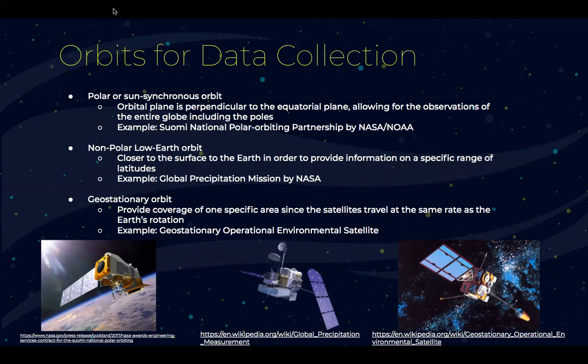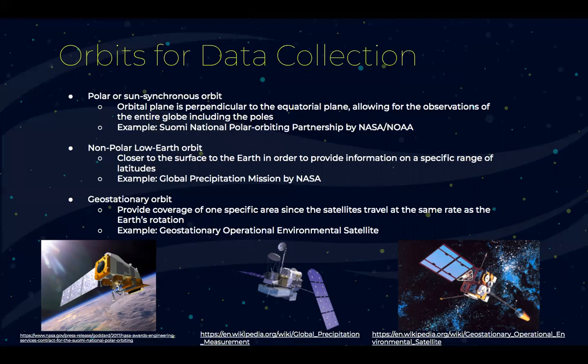For remote sensing, various types of orbits are used for collecting different types of data. For example, the polar or sun-synchronous orbit is used to observe the entire globe, including the poles. The Suomi National Polar-orbiting Partnership by NASA/NOAA uses this type of orbit for remote sensing. And the non-polar low Earth orbit is used to provide information on a specific range of latitudes, as this orbit is quite close to the surface of the Earth. This orbit is used by the Global Precipitation Mission by NASA.